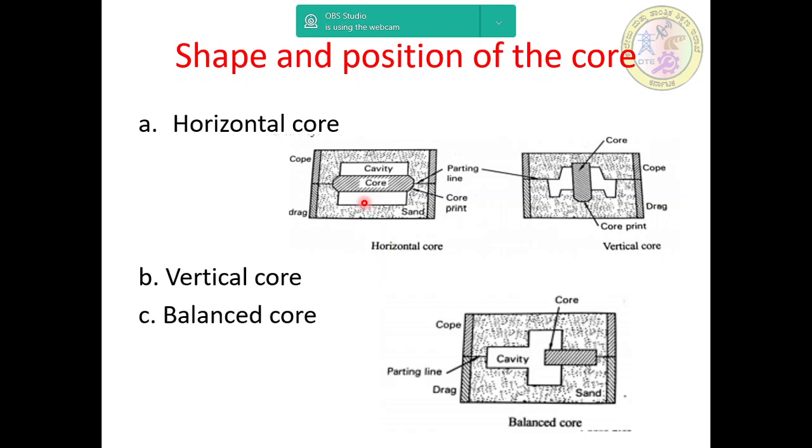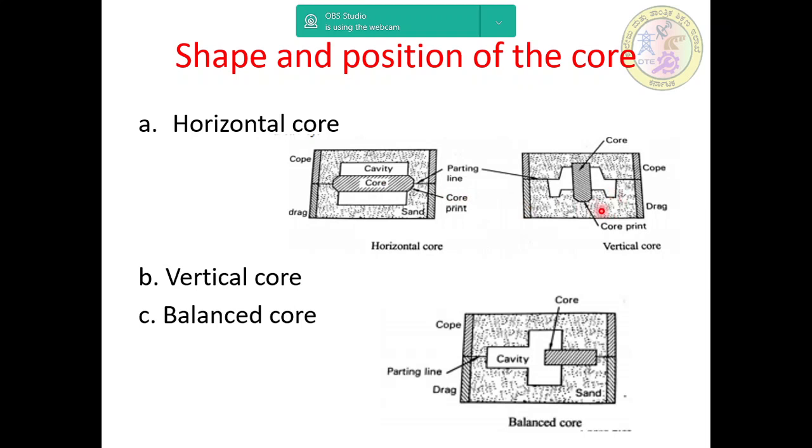In this horizontal core, the main thing is that the core is placed horizontally in the mold, and so it is known as a horizontal core. The core prints are provided on both ends of the core to rest in the seats initially provided by the pattern. These core prints help the core to be securely and correctly positioned in the mold cavity. That's why you have to provide some core prints on both sides. Okay, this is about the horizontal core.